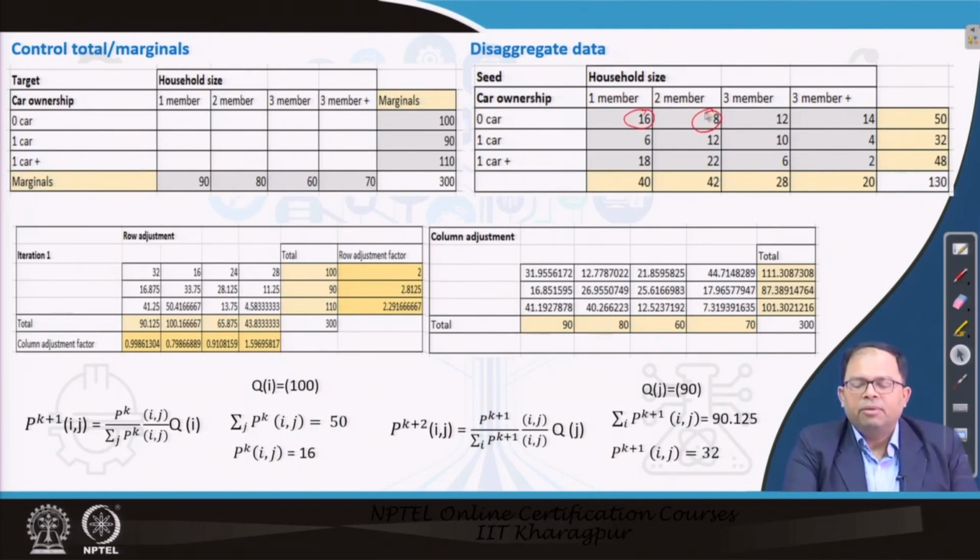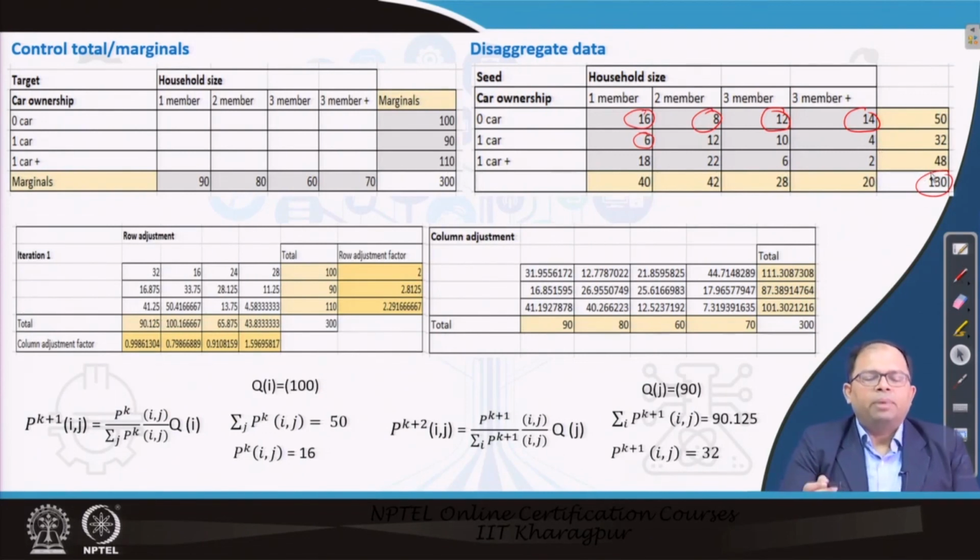That means, from our sample survey, we have found 16 households which have 1 member and 0 cars. Then we have 6 households which have 1 member and 1 car, and so onwards. So, total number is 130. This has to be consistent, so when this adds up and this adds up, both have to be 130.